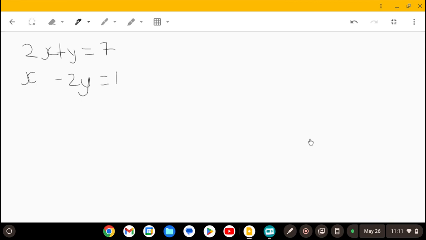So I'll be showing you how to solve it. If you realize, we have two equations in one. We have 2x plus y is equal to 7 and x minus 2y is equal to 1. Two equations that are connected. So what we need to do is to first get rid of one of the terms, either the x term or the y term. So let me explain what I mean.